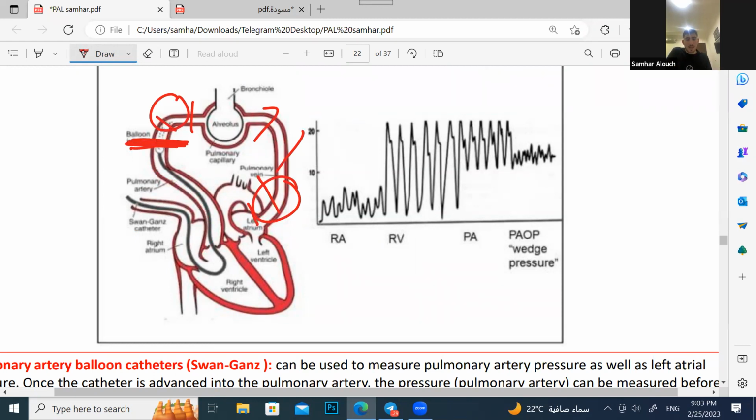So what do I do? I inflate this balloon. So now this balloon is here compressing, or obstructing. Okay, so now I have an obstruction here. Blood here will be constant all the way to the left atrium. And now if I measure the pressure here, it's the same blood pressure as there. So now I know the blood pressure in the left atrium. Is it clear?